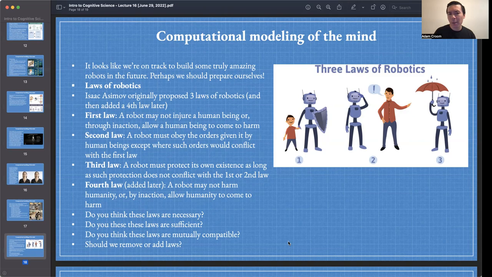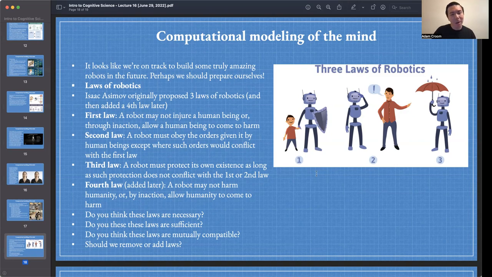Let's look at the 3 laws, or the 4 laws, and then I'll ask you a few questions to think about. The first law of robotics is that a robot may not injure a human being or, through an action, allow a human being to come to harm. Okay, and we see that here. Okay, robot with the shield as a protector.